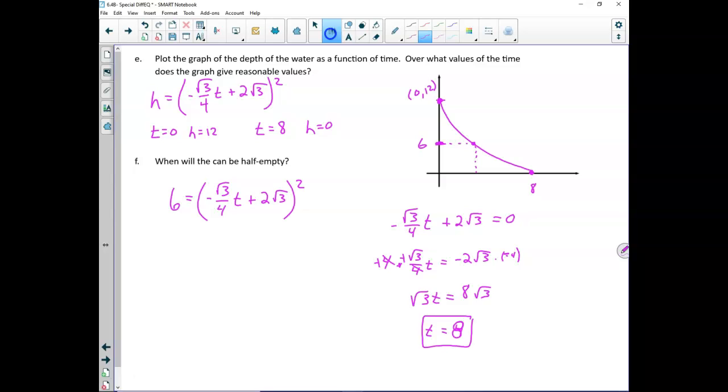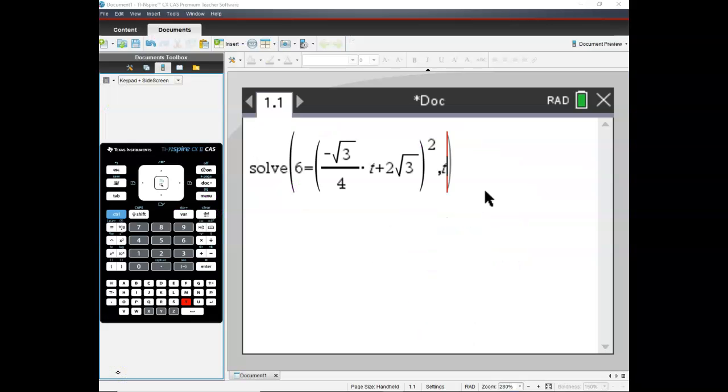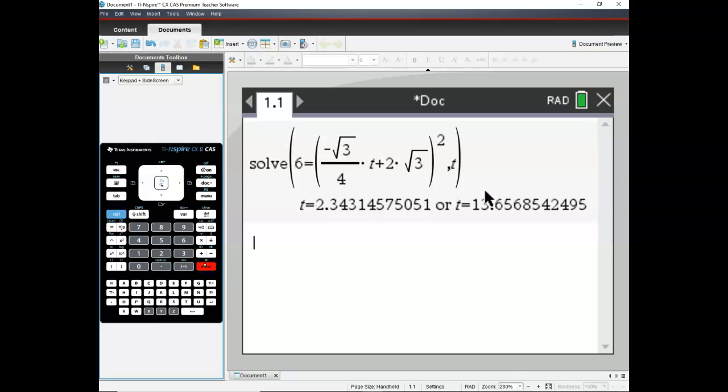I really don't want to solve this by hand, so I'm going to hit pause and type it into my solver. Why don't you do it at the same time? I want to solve when my height 6 equals (negative square root of 3 over 4 times t plus 2 square root of 3) quantity squared. Solve for t, and I don't want any roots in the answer, so I'm going to hit Control Approximate. Obviously it's going to be a quadratic equation. We're looking at t equals 2.343 or t equals 13.657. I wonder which one it is.